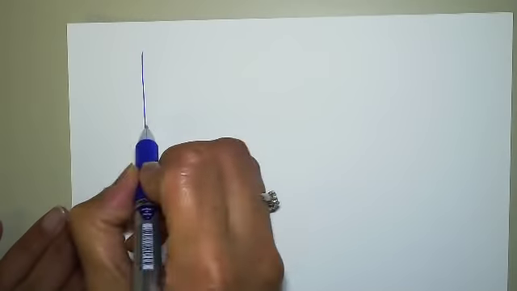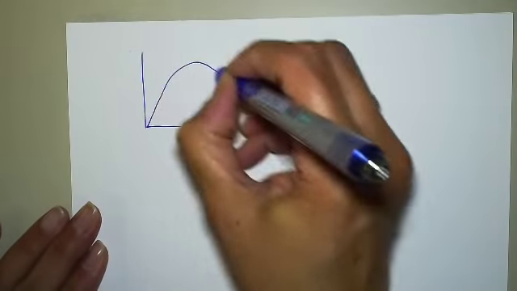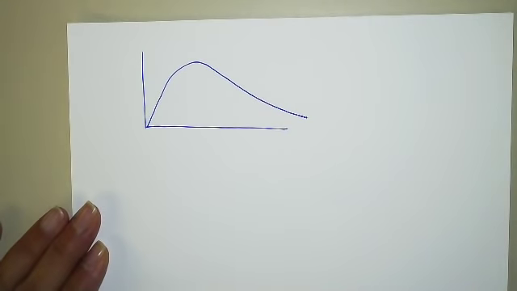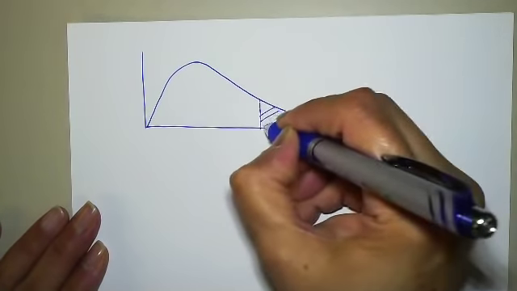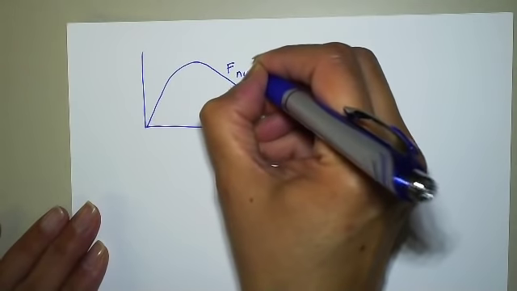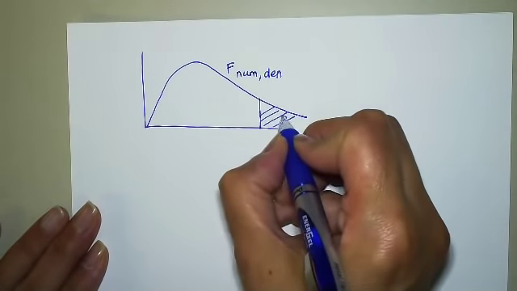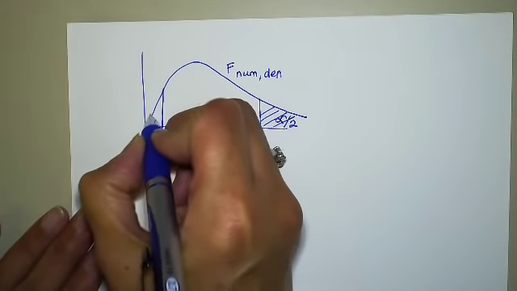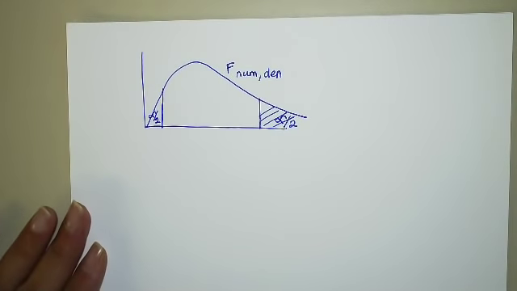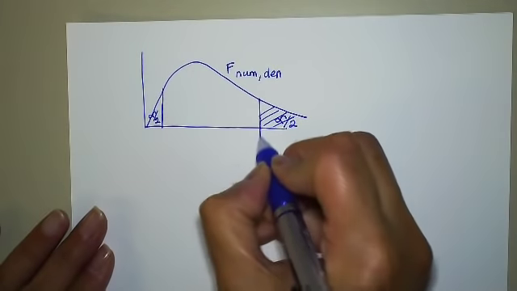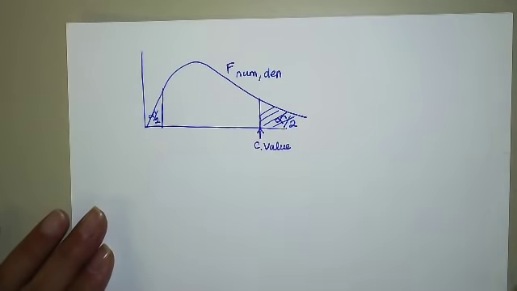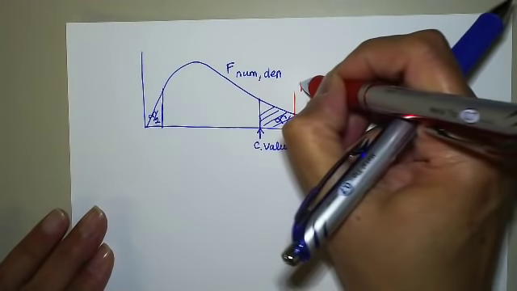So today I want to talk about what happens when the F test is significant. Something like this. F with numerator, denominator degrees of freedom, and alpha over 2 goes here, and alpha over 2 goes here. This is the critical value, and your F naught falls here.